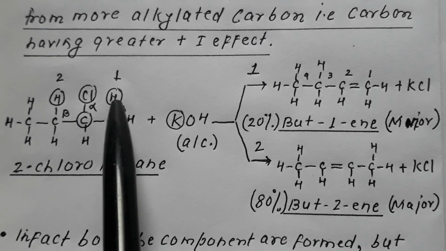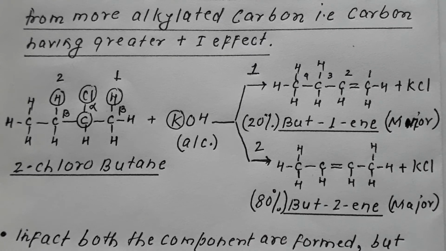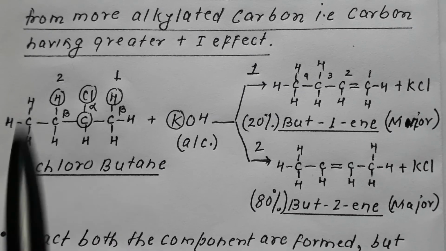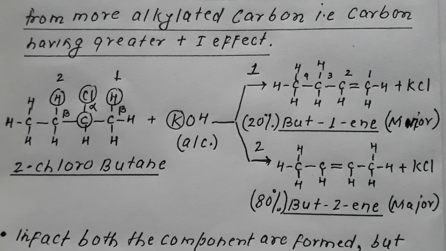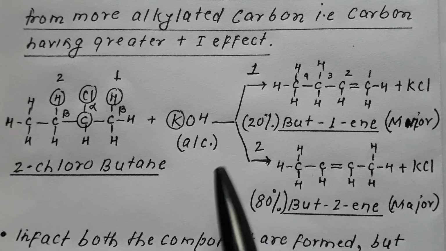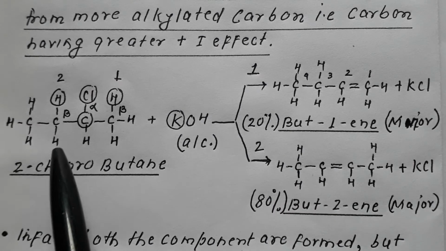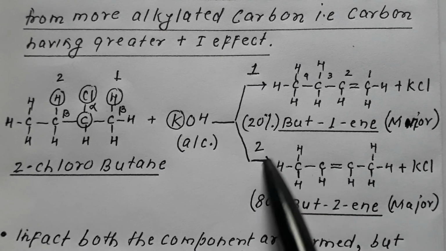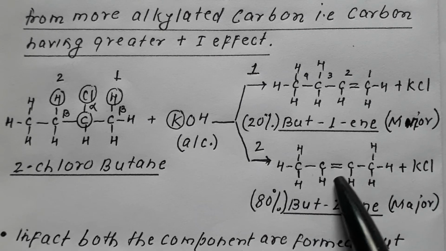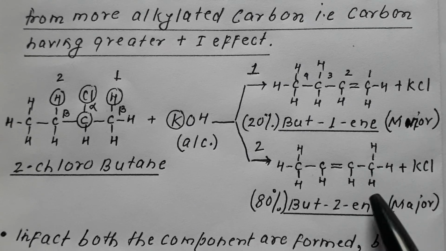But if instead of hydrogen 1, hydrogen 2 goes, then what would be the possibility? If hydrogen number 2 goes, then it would be CH3, CH, double bond CH, single bond CH3. That would be the product, but-2-ene.